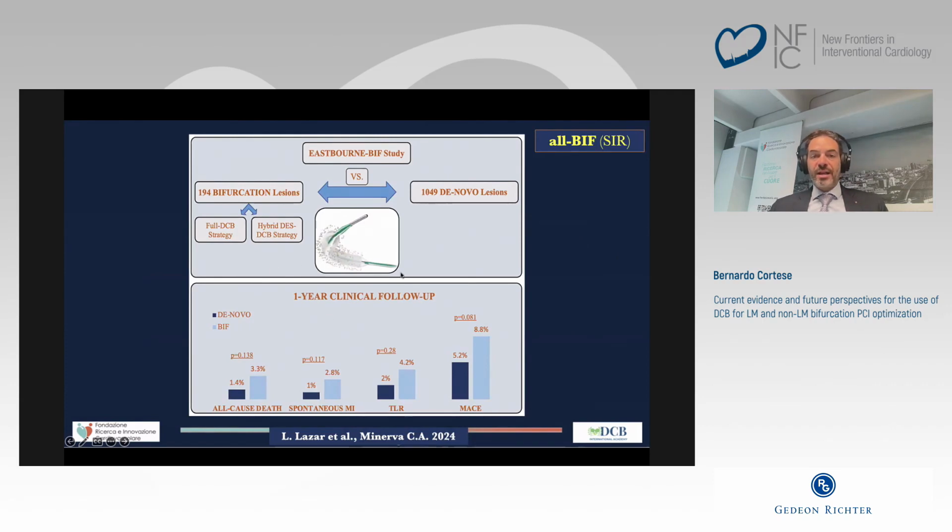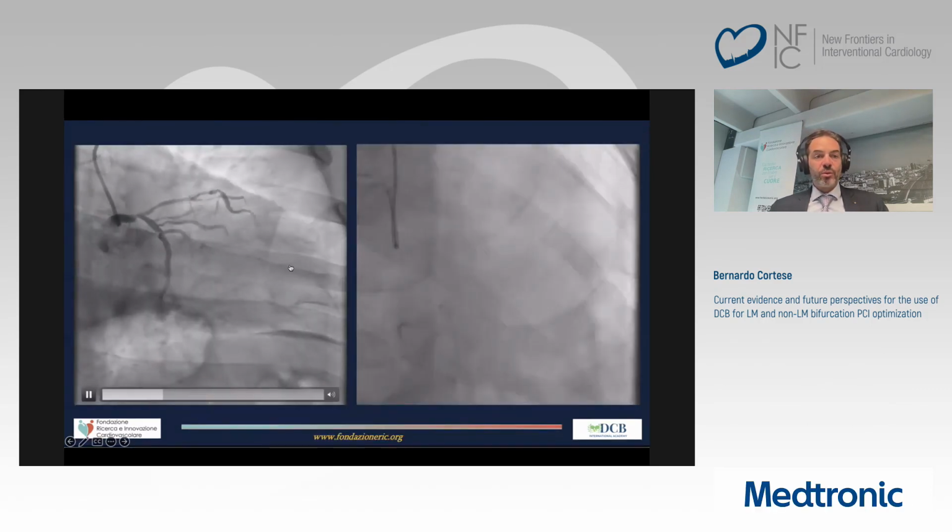We have no clinical difference in terms of TLR, all-cause death, spontaneous MI, in bifurcation management as compared to the de novo lesion subset. The big limitation of this study is that this is only a post-hoc analysis of a prospective registry, and we are putting together all of the strategies for using DCB for the bifurcation management, including full DCB or hybrid with the main vessel stenting and DCB for the side branch. But it's an initial important information that we would like to have.